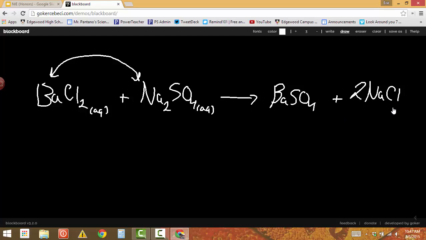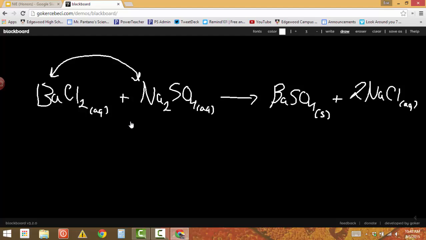I also need some state symbols, so I need to figure out my solubility rules. Chlorides are generally soluble unless they're with silver, mercury 1, or lead 2. When they're with alkali metals, though, they're definitely soluble, so that's aqueous. Sulfates are usually soluble unless they're with barium, as one of the examples. So barium sulfate is actually a solid. It's my precipitate.